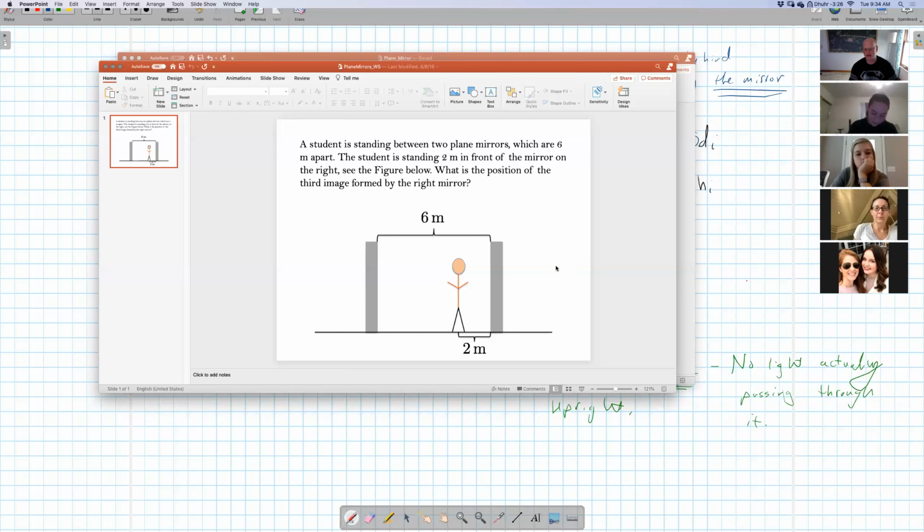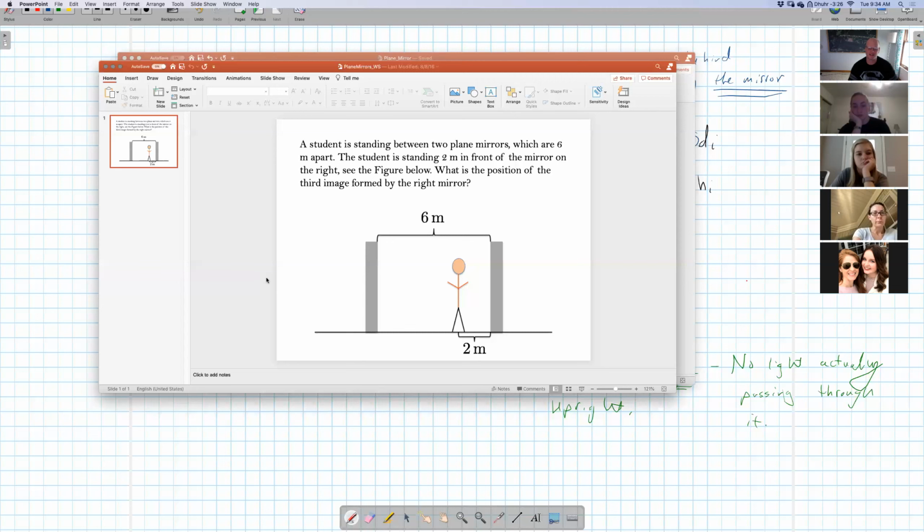This one, which is now 2 meters away, is going to create also another image over here, because this is now going to be a total of what? If this is 2 meters, this is another 2 meters, so this is 4 meters. So it's going to be a total distance of 8 meters away from this left mirror, which means it's going to create another one over here, which is the third image. So basically all you're trying to do is determine the location of that third image.